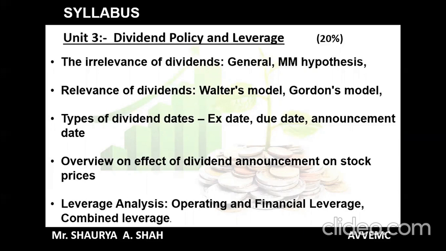Then the next is your types of dividend dates. Types of dividend dates include your ex date, record date, announcement date. As you all know, on a particular date, a company declares the dividend first. Once the company declares the dividend, then the dividend is issued and paid to the shareholder. So what are these 3 dates? We'll be studying it in detail in the particular chapter.